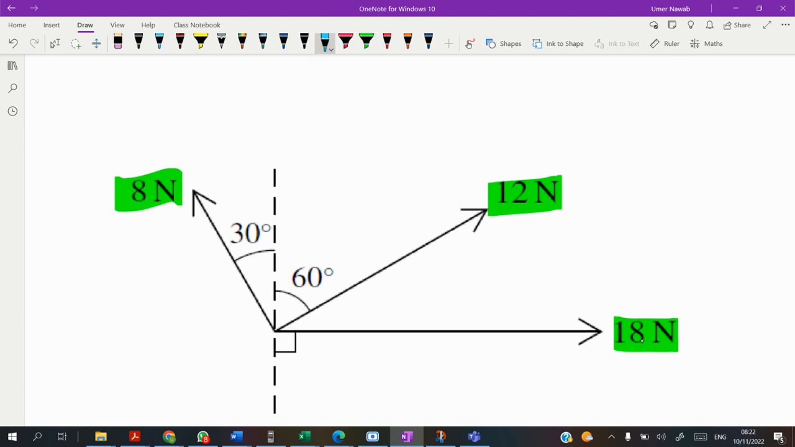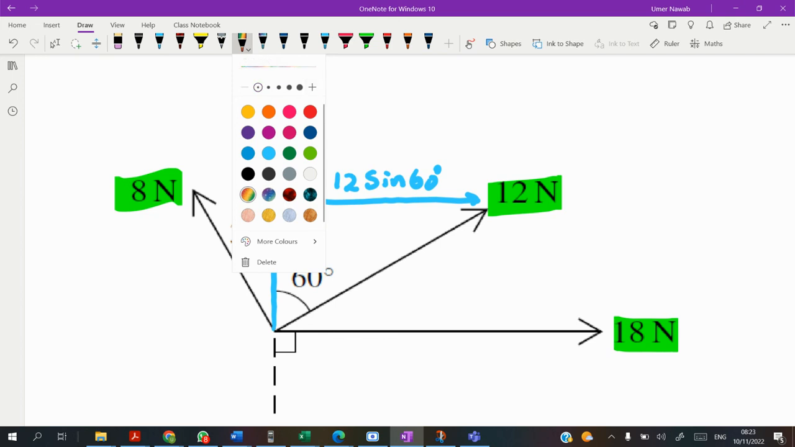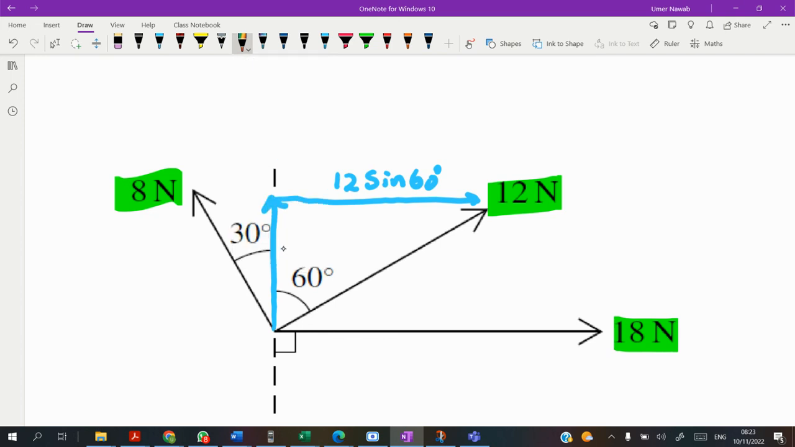First of all, 18 Newton is already acting along the x-axis. No need to resolve it. 12 Newtons, since the angle is not given with the horizontal, it is given with the vertical. No worries. This is the vertical component and this is the horizontal component. Since 60 degrees is given and the side opposite to it, this should be with the sine. So 12 sine of 60 degrees, and this thing should be 12 cosine of 60 degrees. Done.